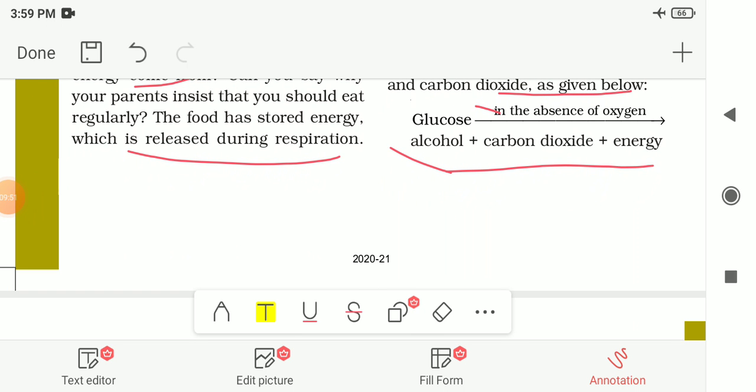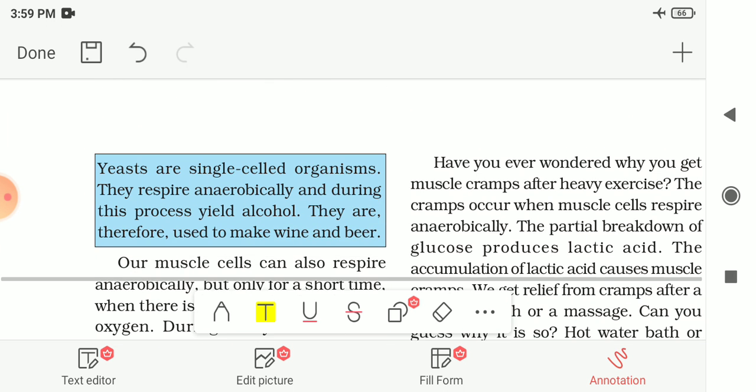So these are two different types of respiration, aerobic respiration and anaerobic respiration.